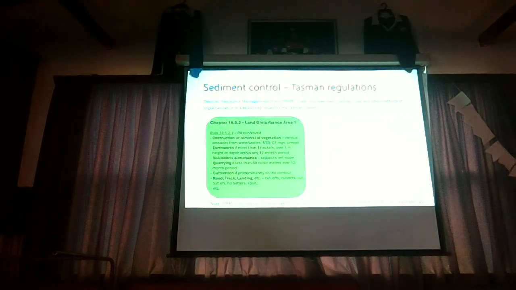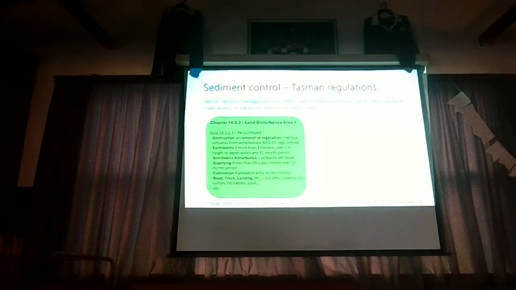Just again in the land disturbance area 1, I guess one of the key regulations here is the earthworks one, where we have a trigger that earthworks cannot be more than 1 hectare or over 1 metre in height or depth, and then you go into the consented space. This is a rule that's been quite contentious, I would say, and we're revisiting and re-clarifying it in our land plan change.